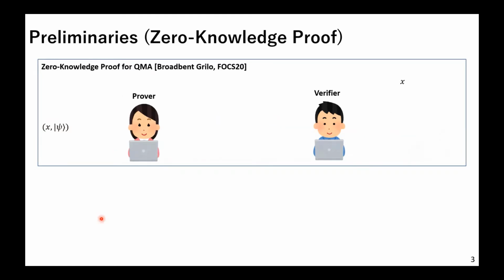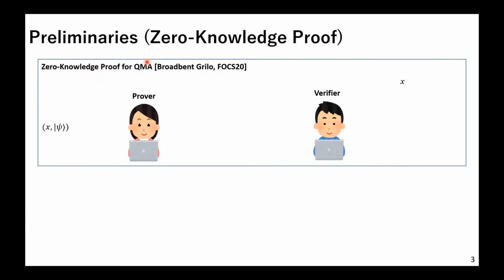In this talk, I'll consider zero knowledge proof for QMA. In the zero knowledge proof for QMA, a quantum polynomial time prover with a quantum witness psi can convince a verifier that the instance X is a yes instance without revealing any information beyond the fact that the instance X is a yes instance. Broadbent and Grilo have constructed zero knowledge proof for QMA from classical commitments with statistical binding and computational hiding.